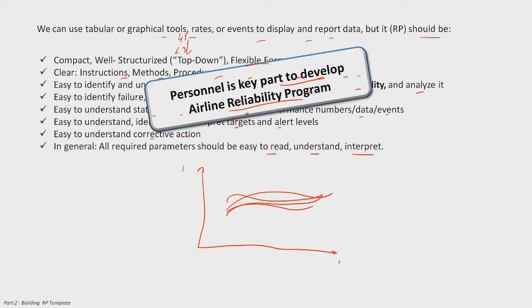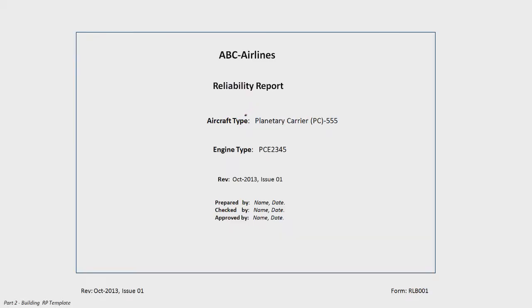Okay, now let's go to the next slide and see the high-level template. This template is again a 100% example. ABC Airlines reliability program, aircraft type Planetary Carrier PC555, engine type ECE2345, revision number October 2030 issue 01, prepared by name date, checked by name date, approved by name date.